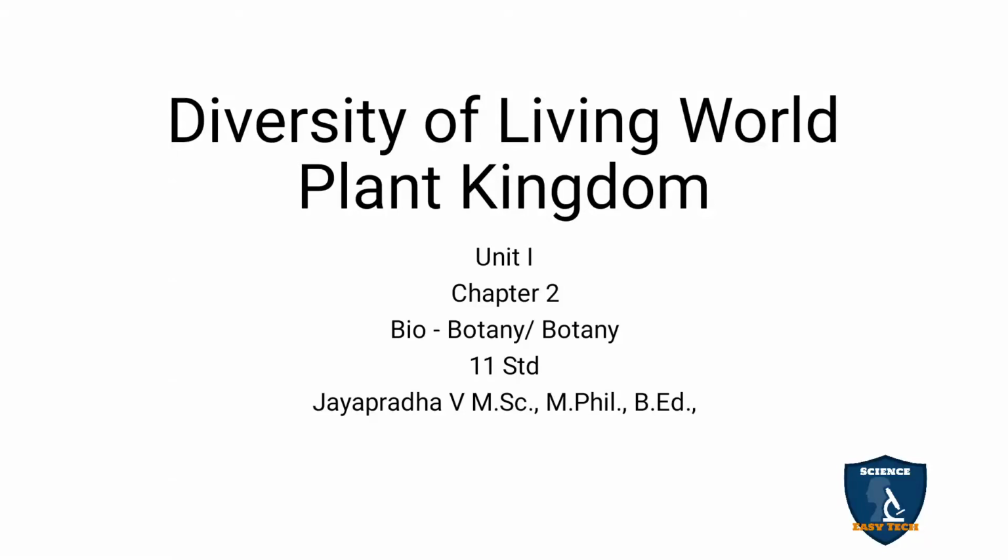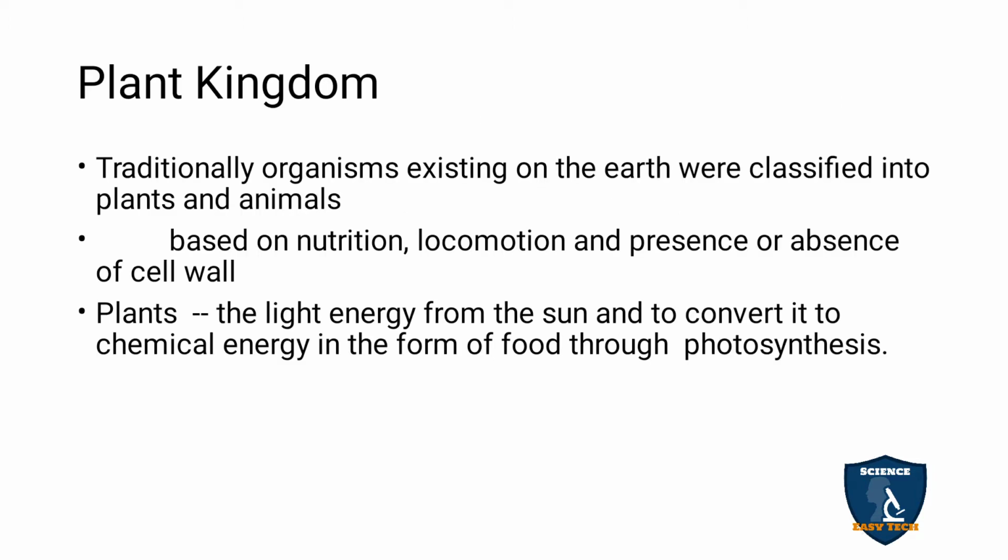Today we are going to discuss the Plant Kingdom in Diversity of Living World, Unit 1, Chapter 2 in Botany. So Plant Kingdom: how the plants and animals were first classified on the earth. They were classified based on nutrition, locomotion and the presence or absence of the cell wall.